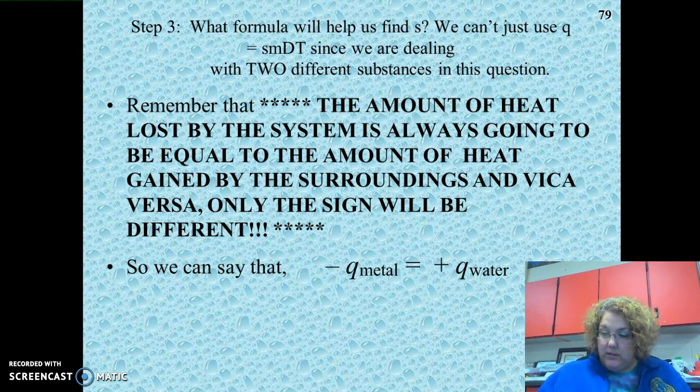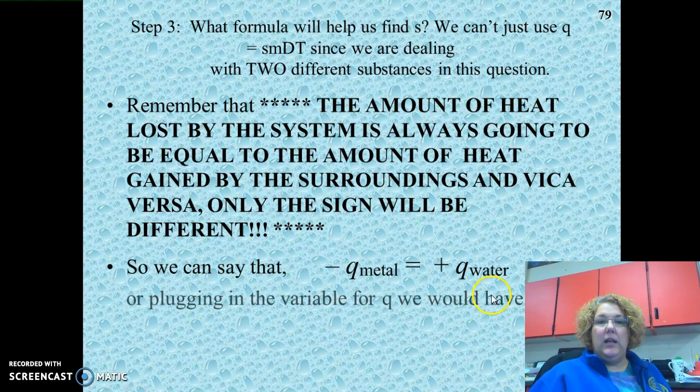Now I'm lazy, I don't like to do things twice. I like to do things all in one step if at all possible. So what I do is set it up like this. The negative Q of the metal equals the positive Q of the water. So I'm just going to plug in what Q is. The negative m c delta T of the metal equals the positive m c delta T of the water.